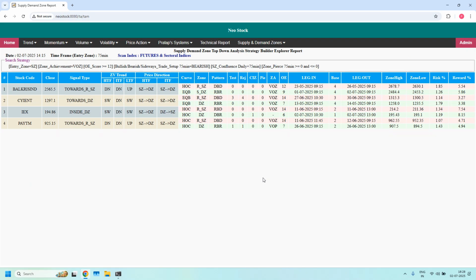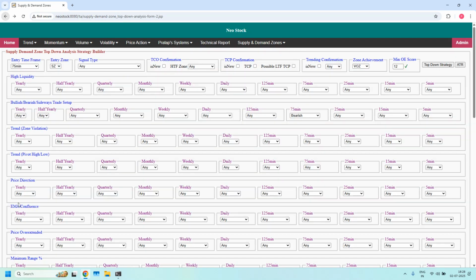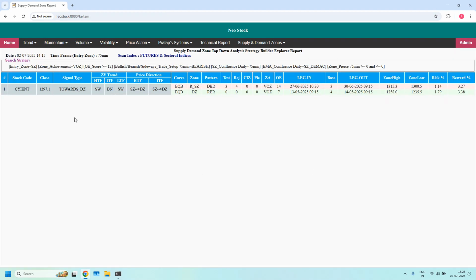So in these 4 stocks, the 75 minute supply zones are overlapped with daily supply zone. And daily trend is down in all the stocks. So further we can filter based on daily supply zone having daily EMA confluence. Checking daily supply zone having daily EMA confluence. So we got 1 stock. So this 1 stock has an even higher probability of success. Maybe that is the reason why it has already been tested 4 times.